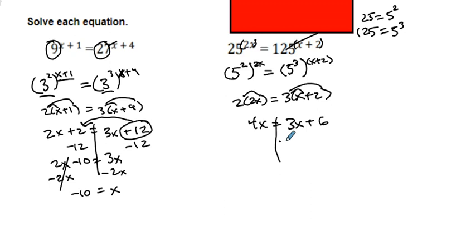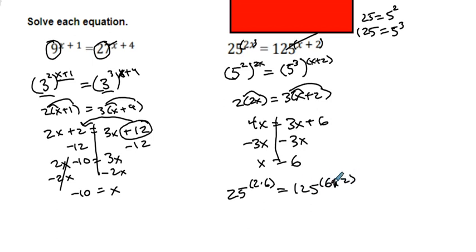Let's move my 3x over to the other side, and you get 1x, right? 4 minus 3 is 1. You get x equals 6. That is simplified now and looks like an answer. So let's see if it's actually an answer. So you get 25 to the 2 times 6 is equal to 125 to the 6 plus 2 power, right? So it's like, okay, so we got 25 to the 12th is equal to 125 to the 8th power.